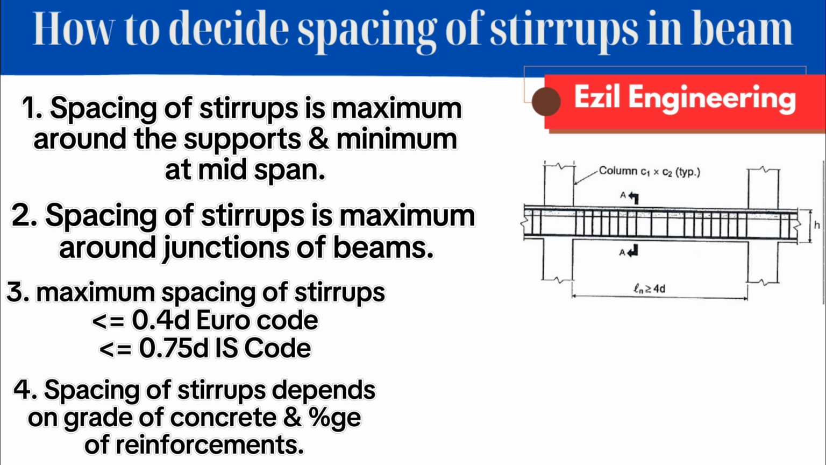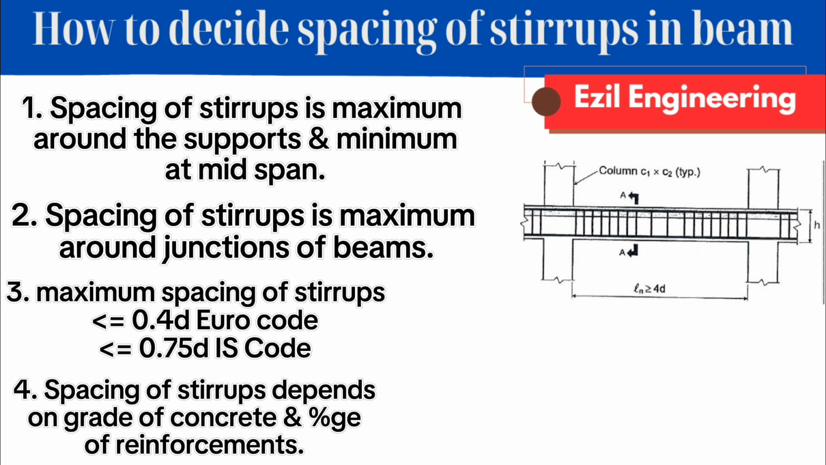So the last point, that is the fourth point that we have seen, is that the spacing of stirrups depends on the grade of concrete and percentage of reinforcement. If the grade of concrete is good and if there is a maximum percentage of reinforcement, our spacing becomes maximum. So the spacing of a stirrup depends on the grade of concrete that we use and the percentage of reinforcement.